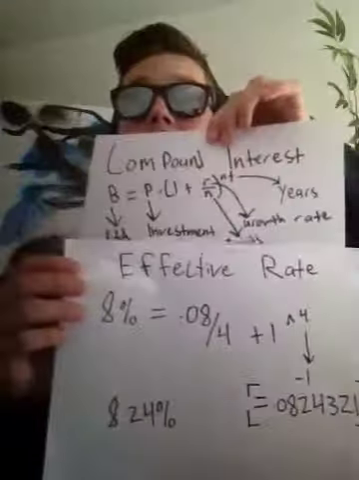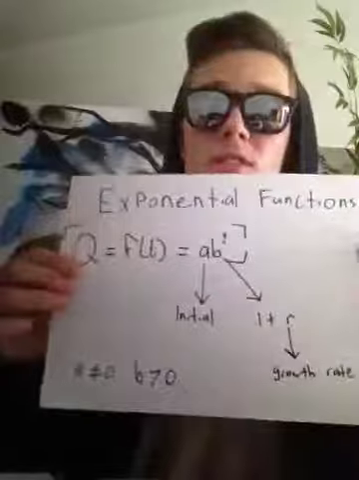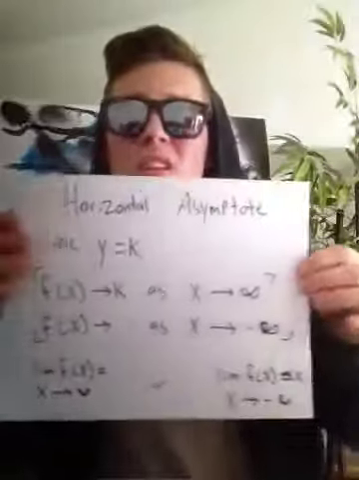Even if I wanted to, I can't change my growth rate or my interest. I love my exponential functions, horizontal asymptotes. Don't forget, it makes me smart.